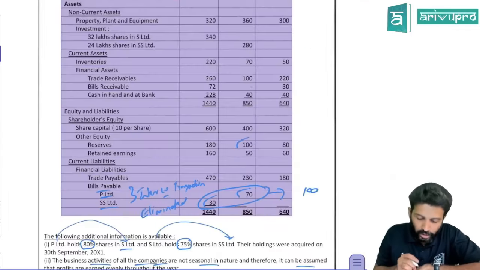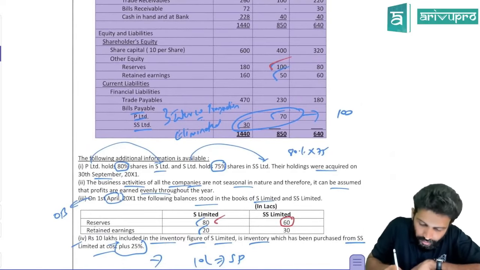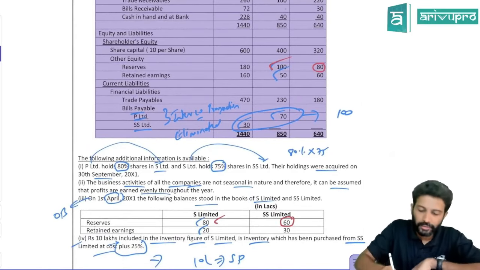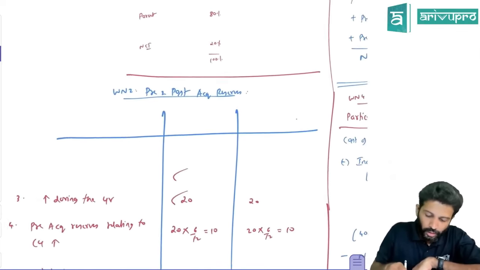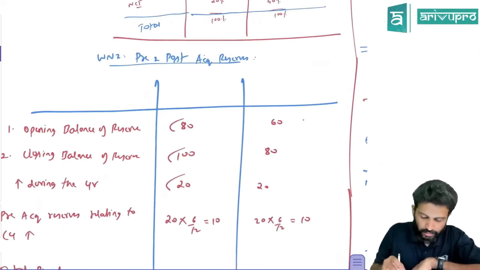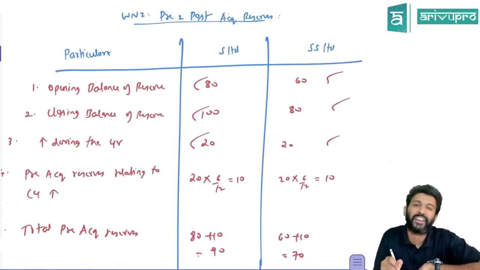SS Limited. What is the opening balance of reserve of SS Limited that they've given? 60. What is the closing balance of reserve? 80. 60 has become 80. First, we'll note this down. Opening balance is 60. Closing balance is 80. From 60 it became 80, means it has increased in the current year.